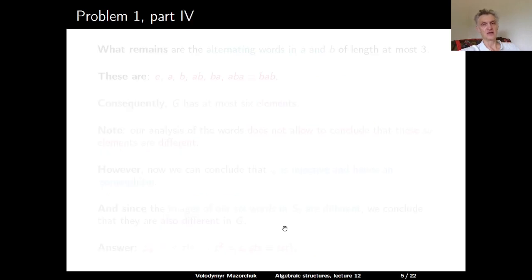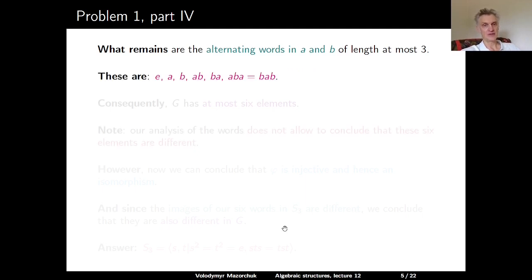This means that what remains are the alternating words in A and B of lengths at most 3, and these are E, the word of length 0, A and B, these are words of length 1, AB and BA, these are words of length 2, and we have the word ABA, which we know is equal to BAB, that's a unique word of length 3.